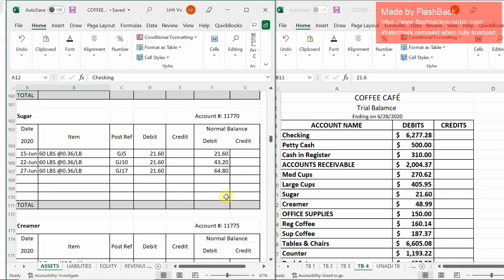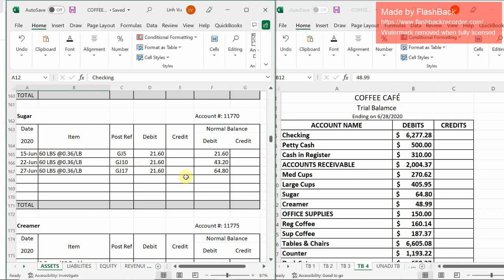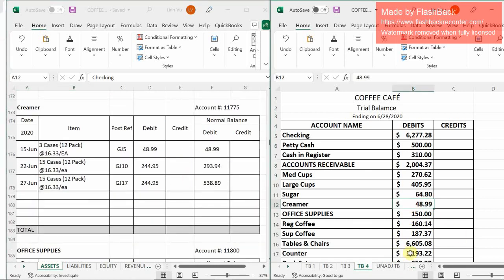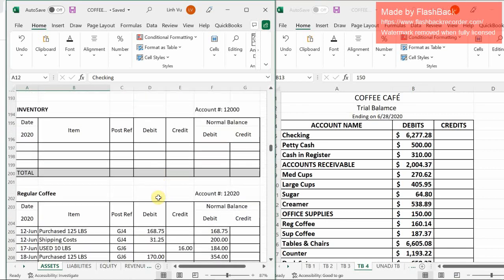We even increased our sugar. We started out with $21.60. Now we are up to $64.80. And we also increased our creamer as well. We are now at $538.89 worth of creamer. My office supplies is still at $150.